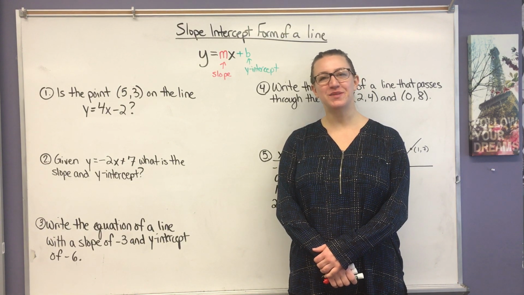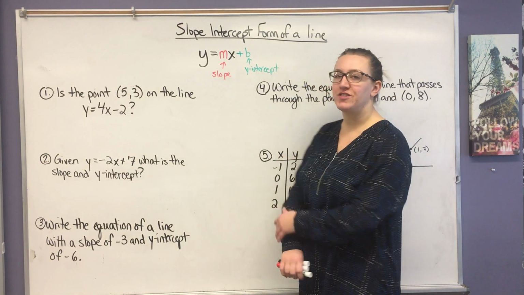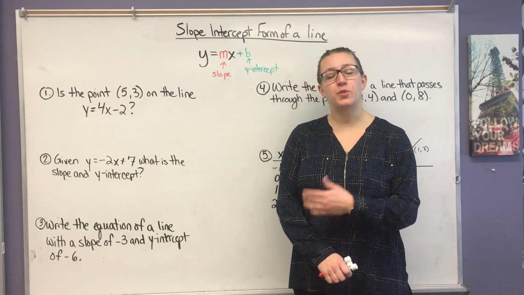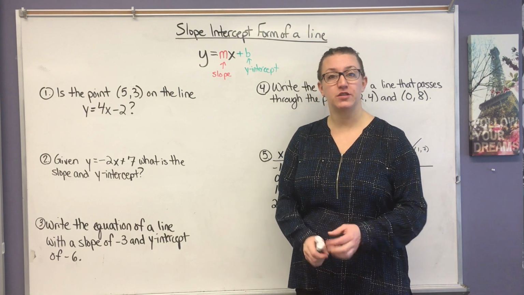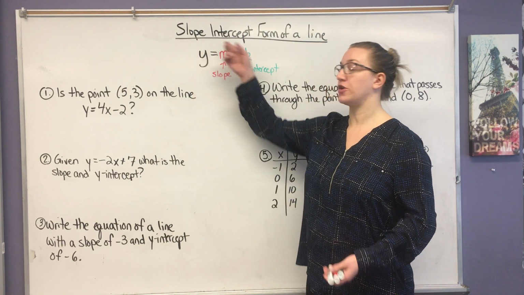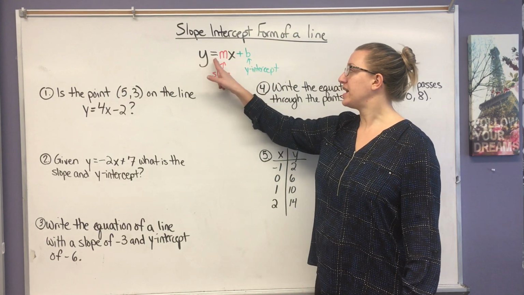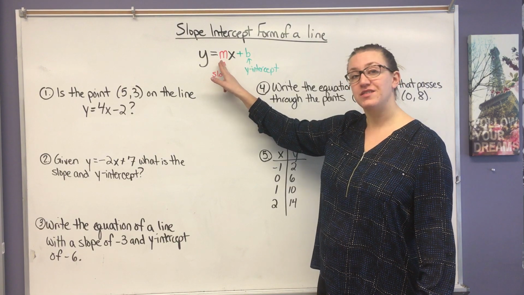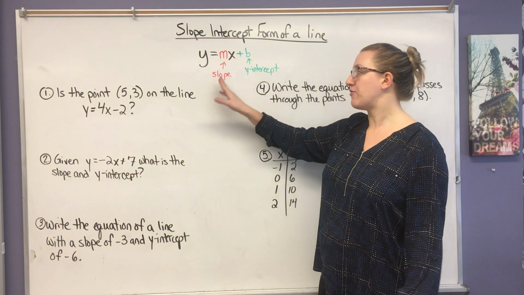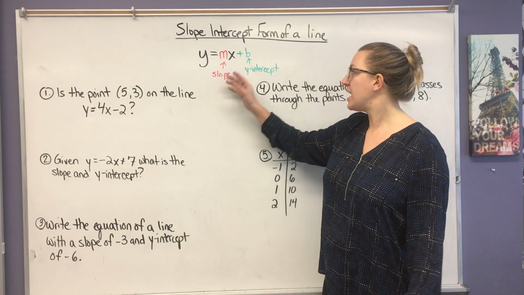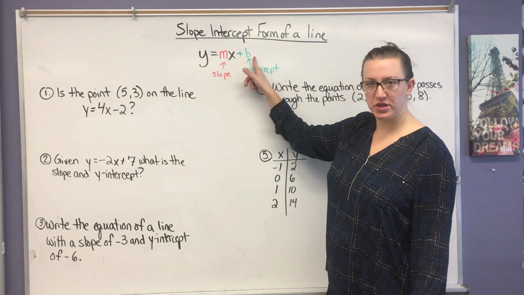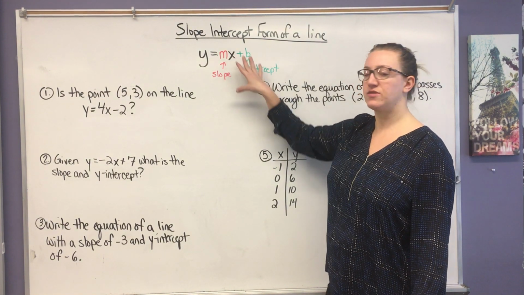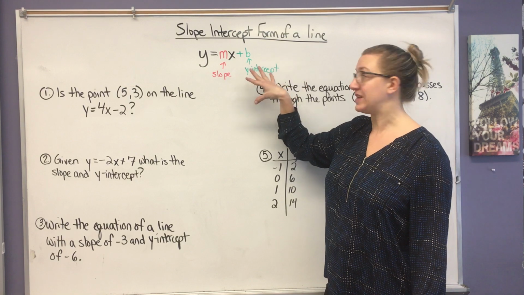Hello, today we are going to be working on the slope-intercept form of a line. One of the most important pieces of information we need to know is the equation for the slope-intercept form, which is y equals mx plus b. M is the coefficient of x, the number in front of x, and that represents the slope of the line. And then the sign along with b, see how it says plus b, is representative of the y-intercept.